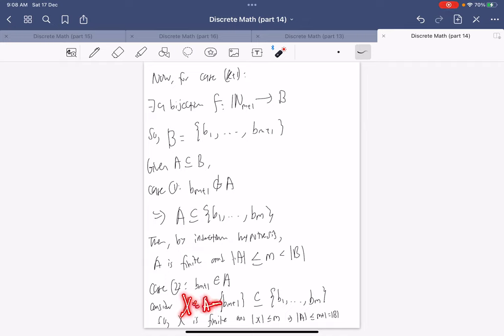In case 2, B(M+1) must be an element of A, and so X equals A minus away this B(M+1), which must be a subset of B1 to Bm, because A is a subset of B1 to B(M+1). Now, you take away this, it must of course be within 1 to M. By the induction hypothesis, this means X is finite, and the cardinality of X is less than or equal to M. You add back the B(M+1) to get A. Now it must be less than or equal to the cardinality of B(M+1), which is B. And hence, you have proven this proposition using induction.